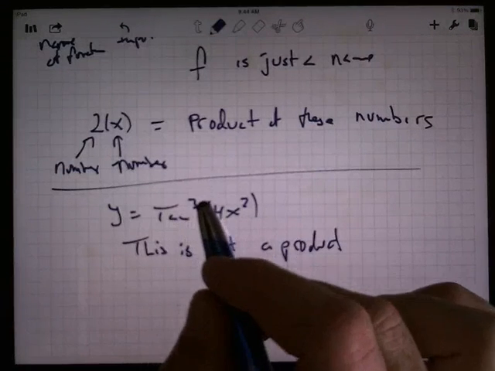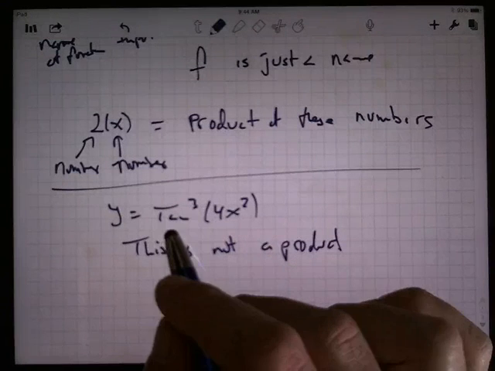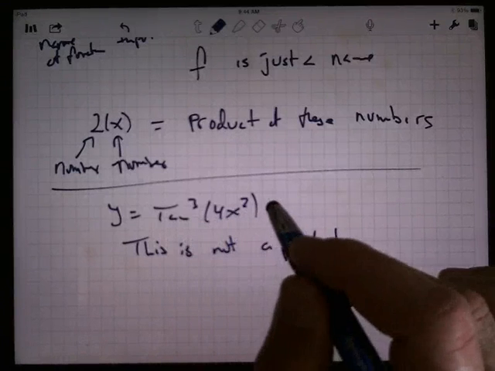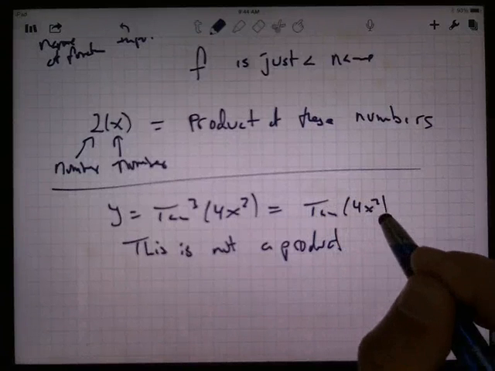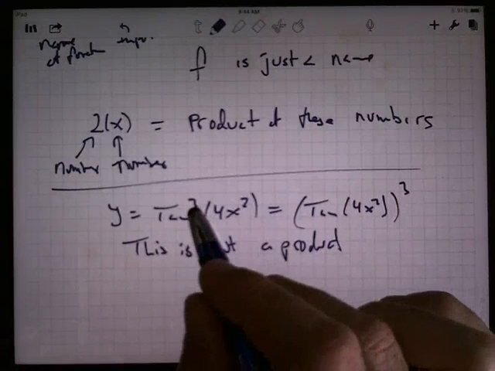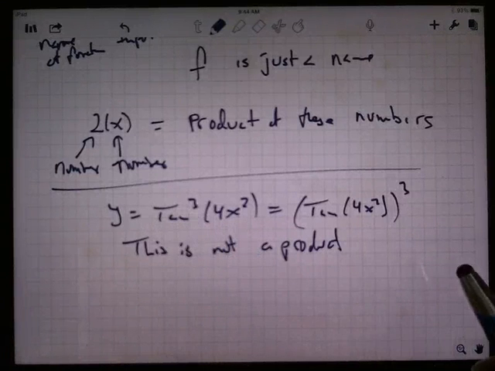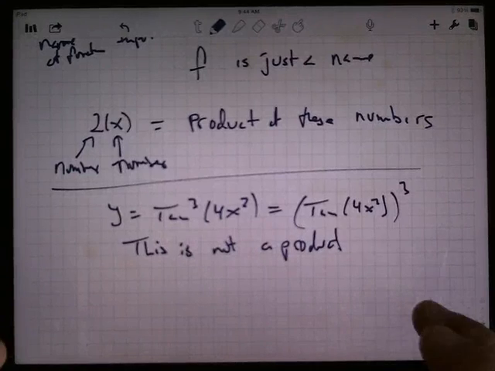In fact, tangent cubed by itself is misunderstood because it's like, do cube first or do tangent first, right? Which one goes first? And we discussed that. This is actually literally, you got to take the tangent of 4x squared and then cube that result. So this is the cube of the tangent of 4 times the square of x, right? This is not a product. I see people do this as a product rule all the time.